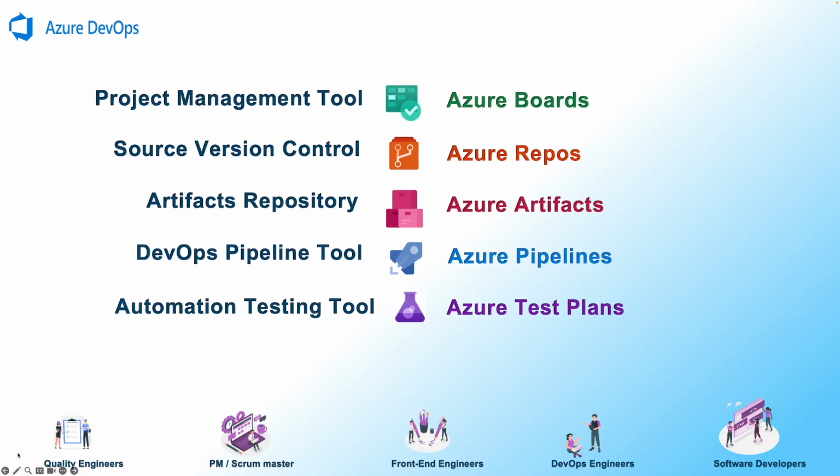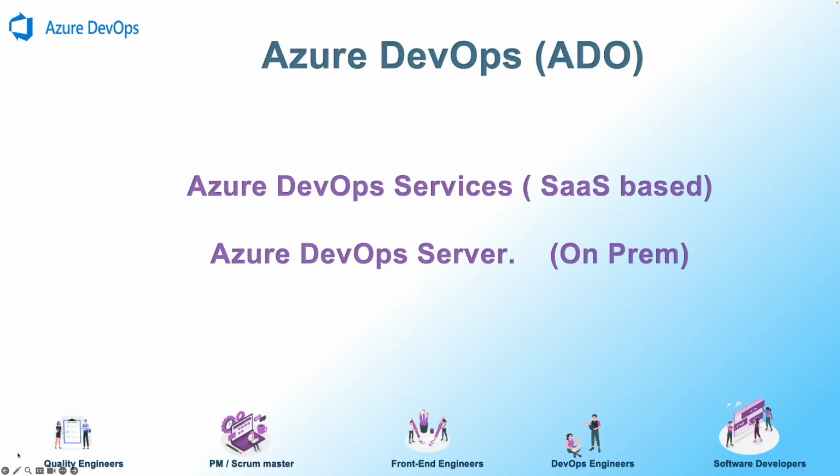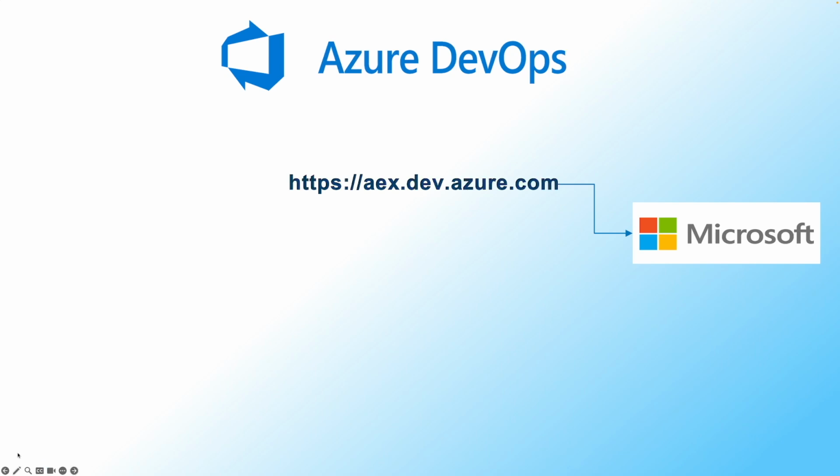Azure DevOps or ADO got two flavors. One is Azure DevOps Services, which is SaaS based, and Azure DevOps Server, which is on-prem based. You can access all of these tools through your web browser. Azure DevOps is free to try on. Just open the URL visible on the screen and sign up using a Microsoft account such as GitHub, Outlook, or Hotmail. ADO is software as a service. Multiple consumers across the world are using it.